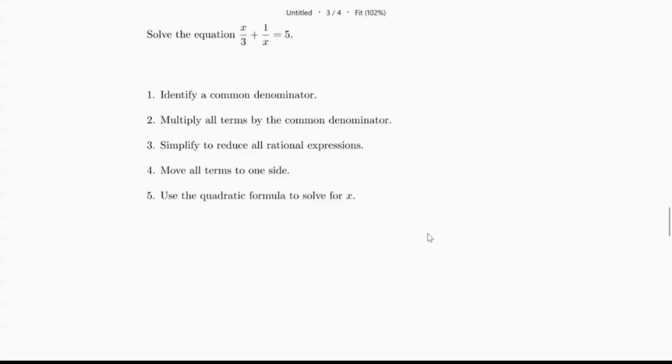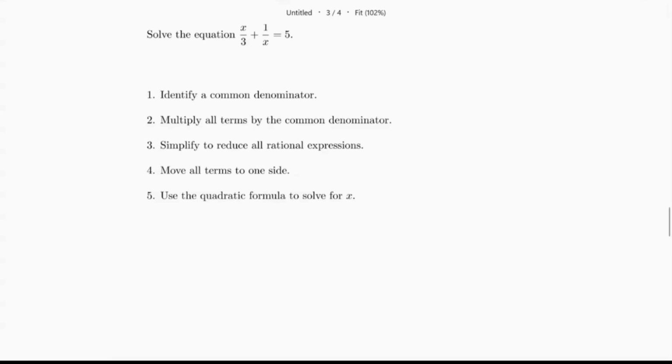This is your favorite tutor, Armand Houston, and today we're going to solve an equation where we have combined a linear expression with a hyperbolic one. So how are we going to solve this? Number one, we are going to identify a common denominator. Number two, we'll multiply all terms by this common denominator. Number three, we'll simplify to reduce all of our rational expressions. Number four, we'll move all terms to one side. And finally, number five, we will use the quadratic formula to solve for x.